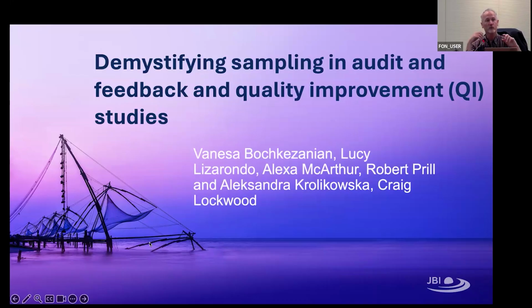So if we want to improve transferability of knowledge, like we all want to disseminate, so we publish and we share, but if we want to improve the uptake and use of our knowledge, it's got to be transferable. And transferability is lost if sampling isn't well managed.